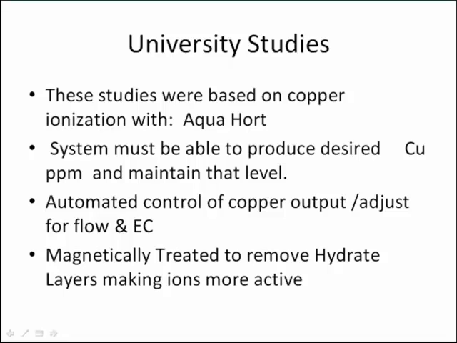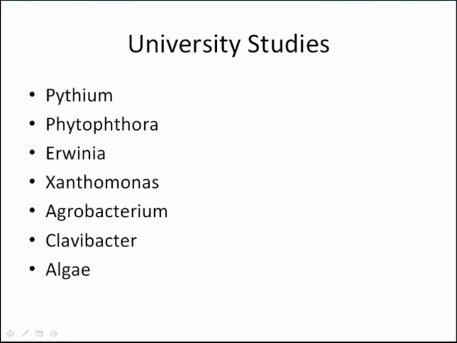If you're turning on one hose or five sections, you're going to have a change in the gallons per minute. The EC can be changed by using raw water or using fertilized water or switching back and forth. Also, there's a magnetic treatment that removes the hydrate layers, making the ions more active.